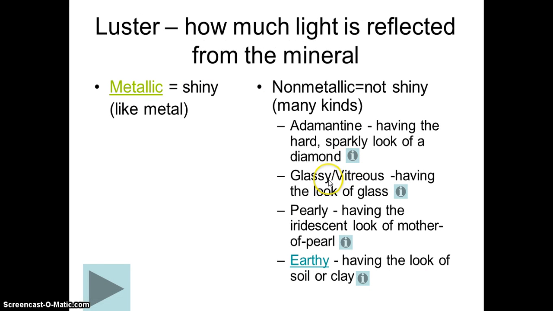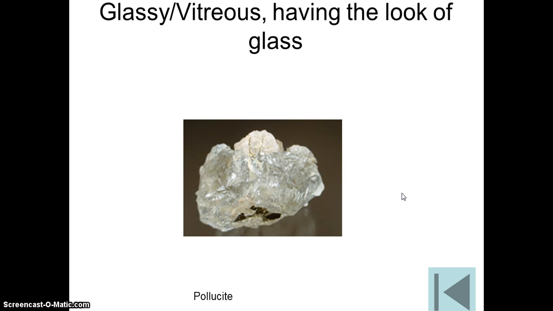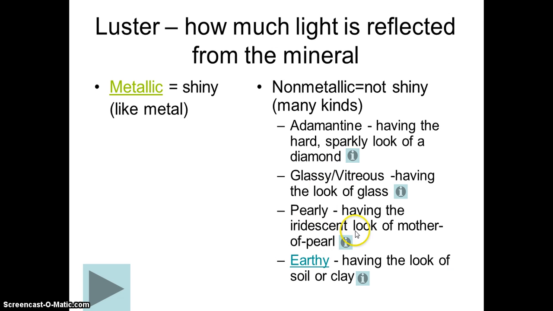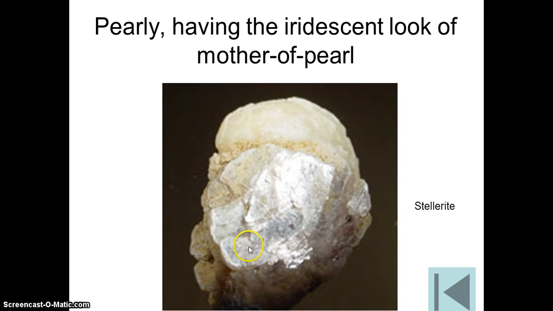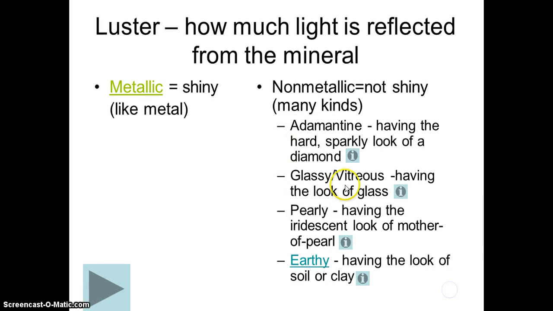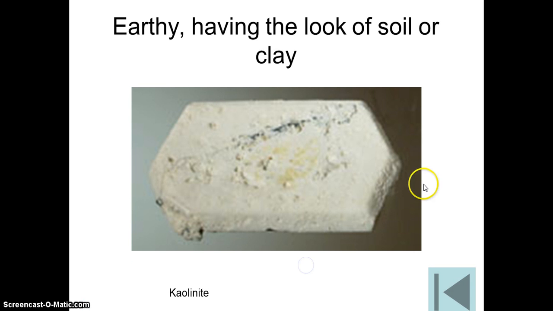Okay. Glassy or vitreous. So we call something glassy. Polysite is a glassy mineral. Looks vitreous is the other word. Pearly, having the iridescent look of mother of pearl. So does it look pearly? See how it's sort of like shiny yet not shiny at the same time? I don't know how to describe it. This mineral is stellarite.